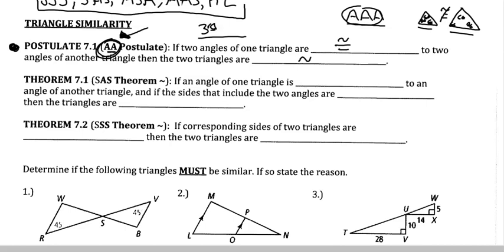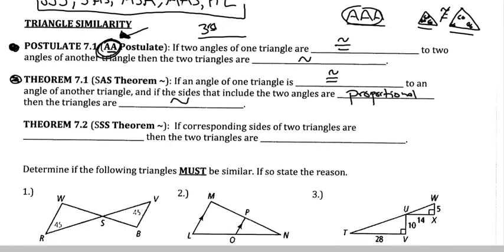The next one is going to be SAS of Similarity. Now this one is kind of like SAS that we've used, except for one small tweak. And how it works is if an angle of one triangle is congruent to an angle of another triangle, and the sides that include the two angles are proportional. So the difference is normally the sides would have to be congruent for normal SAS. Now we're looking to see if they're proportional, and if they are, then the triangles are similar.